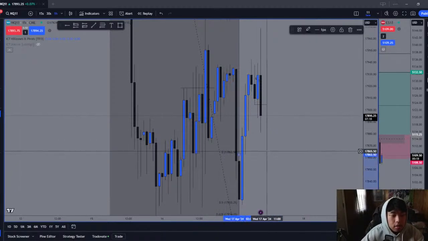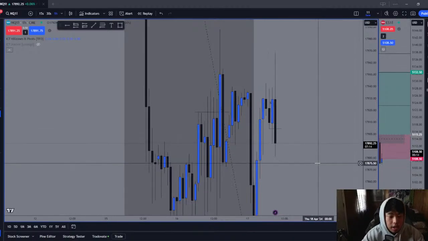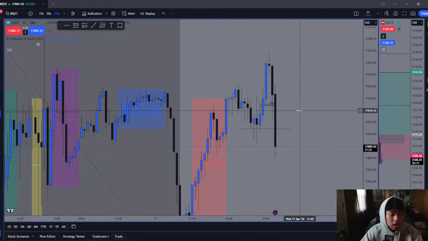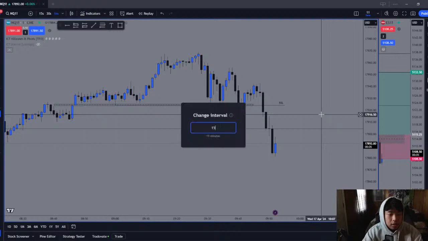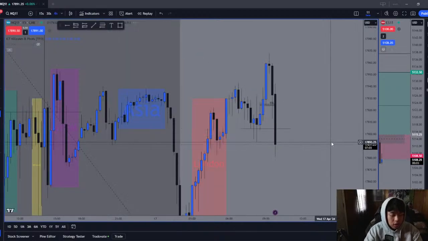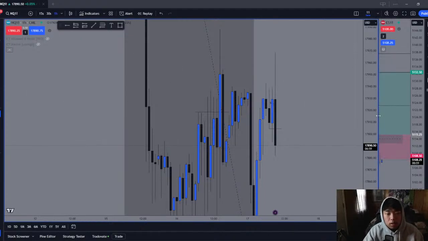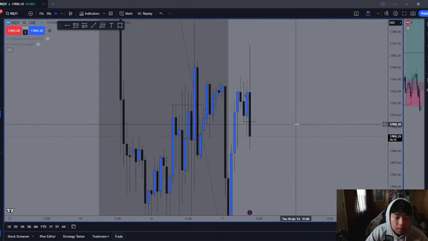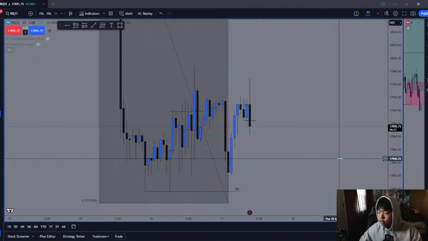I said I want to see a 1 hour break of structure to the downside. If you want to see some validation of shorts, we're about to break structure on the 15 minute also, so that's also very good. Looks great for shorts at the moment. Maybe we'll get some more bullish up move later today in the PM session, but looks like shorts might be the move at the moment.